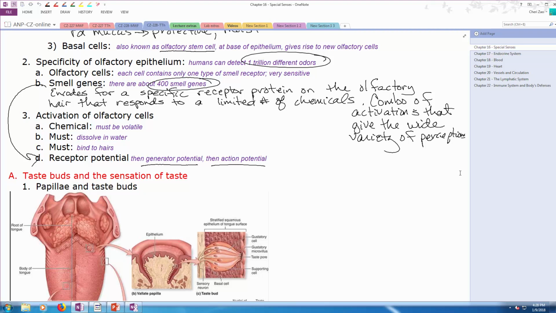For activation of our olfactory cells, these things have to be true. The chemical must be volatile. What is volatile? Gaseous, in the gaseous state, right? So the chemical must be volatile, so that is gaseous.